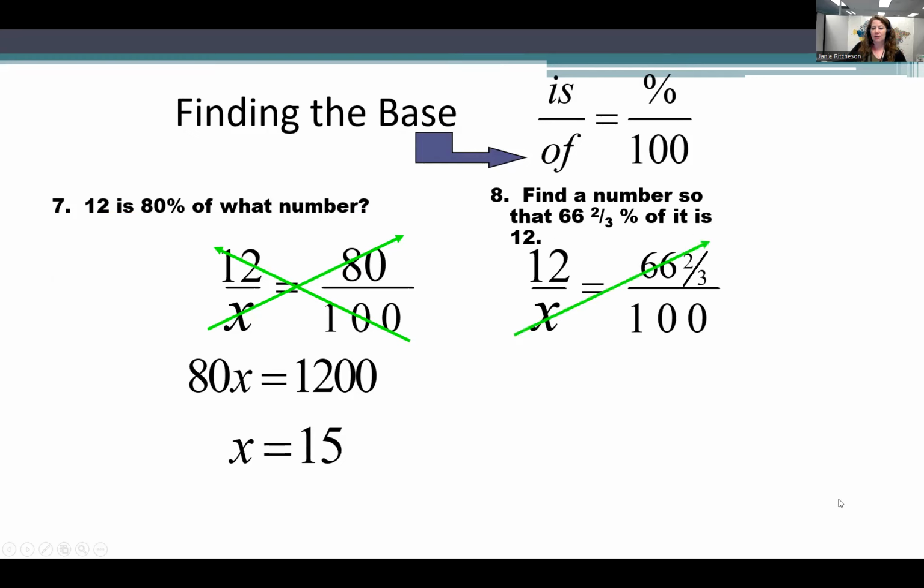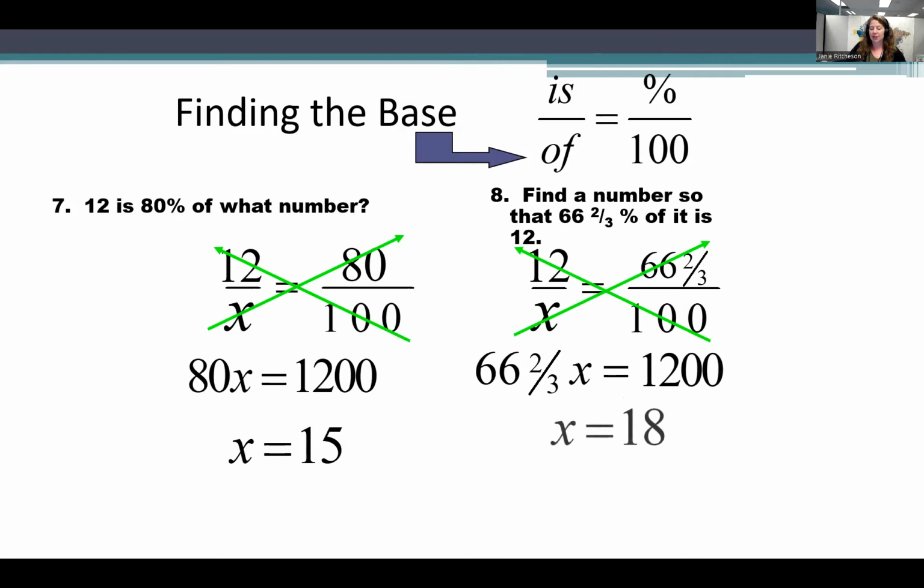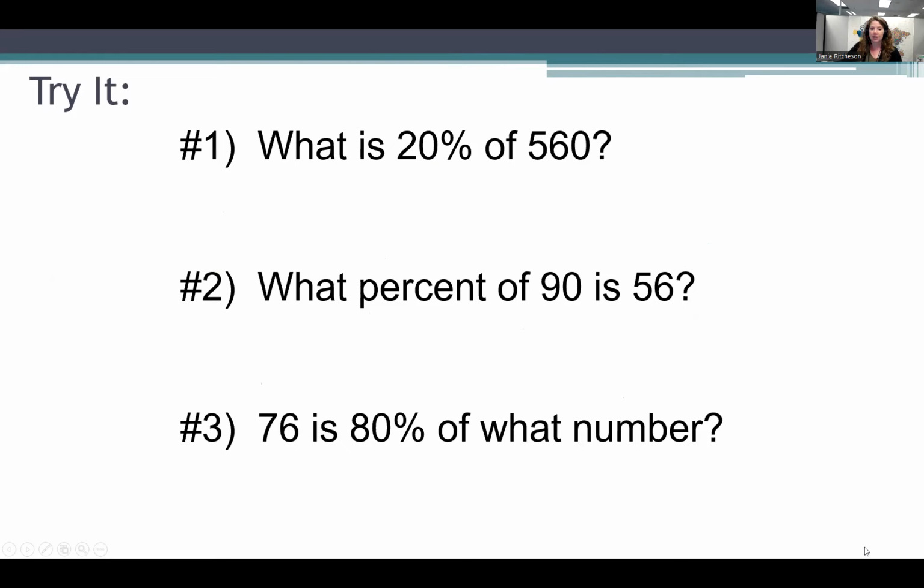So we're going to cross multiply. 12 times 100 is 1,200. We divide both sides by 66 2/3. Use that fraction button, please. Don't ever try to divide by a non-terminating decimal. Use your fraction button on your calculator.